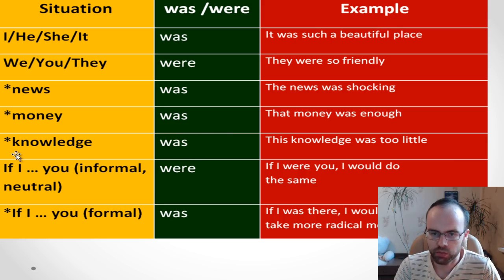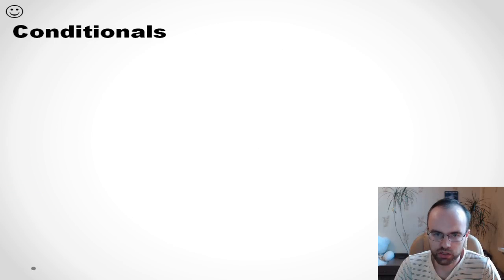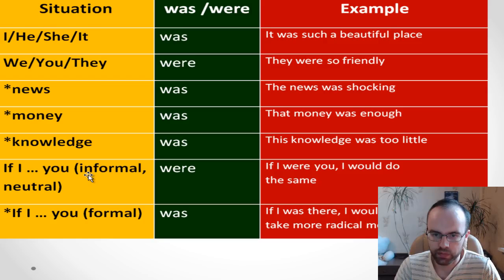So if you look at this table, you see that knowledge means was. So you need to use was. Was this knowledge enough? Okay, my friends, very good. Okay, let's talk about the most difficult thing, about conditionals and was or were.